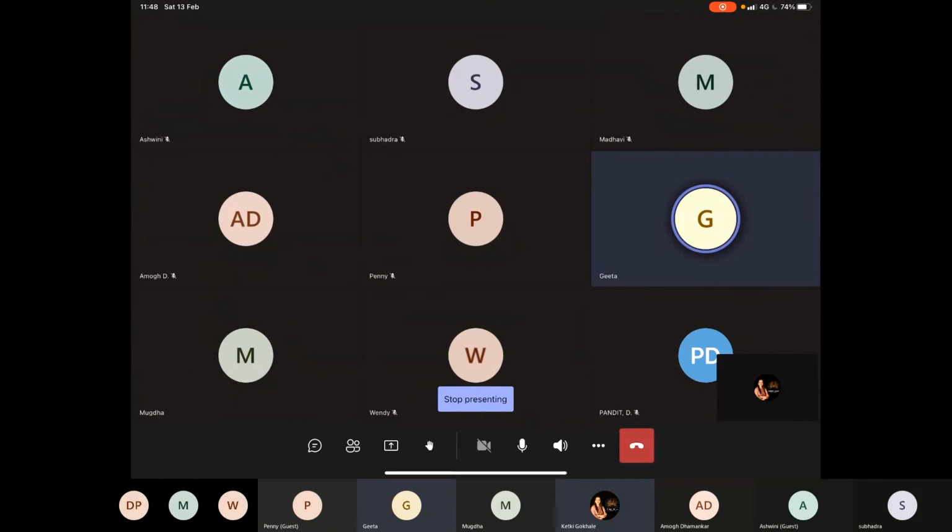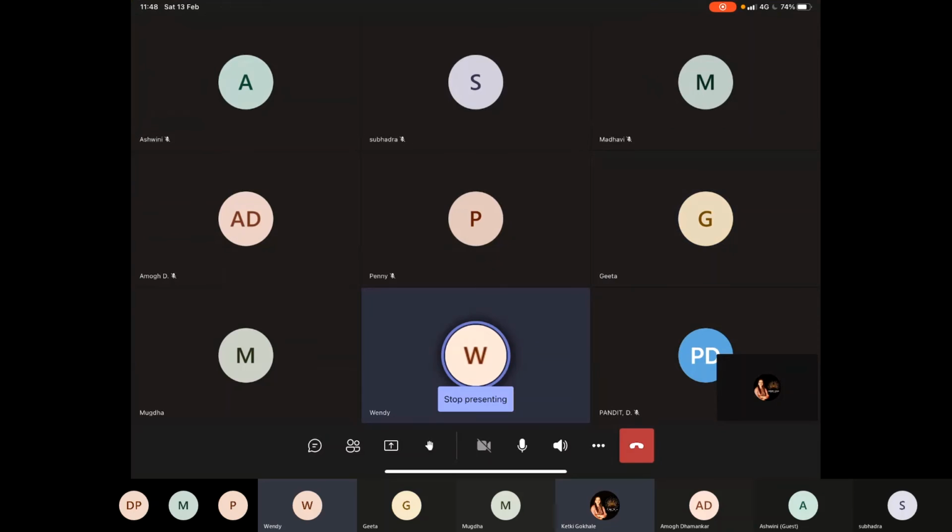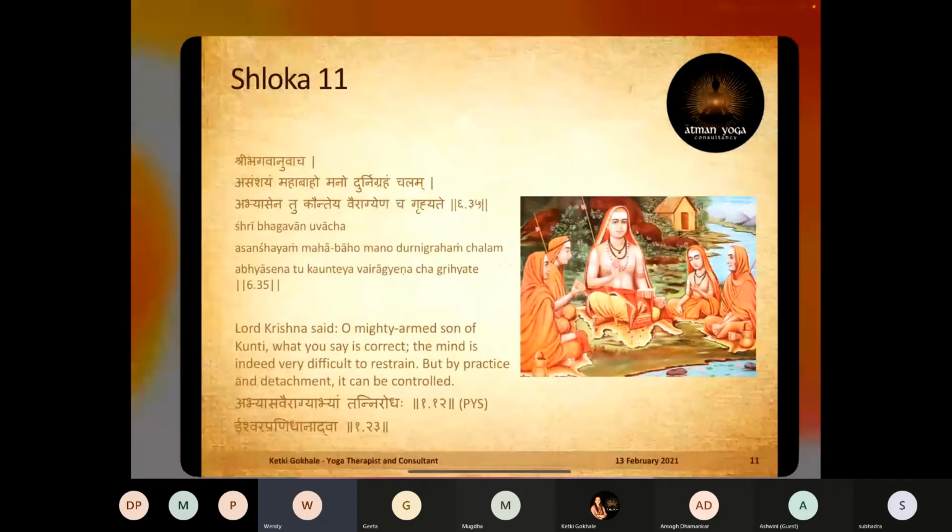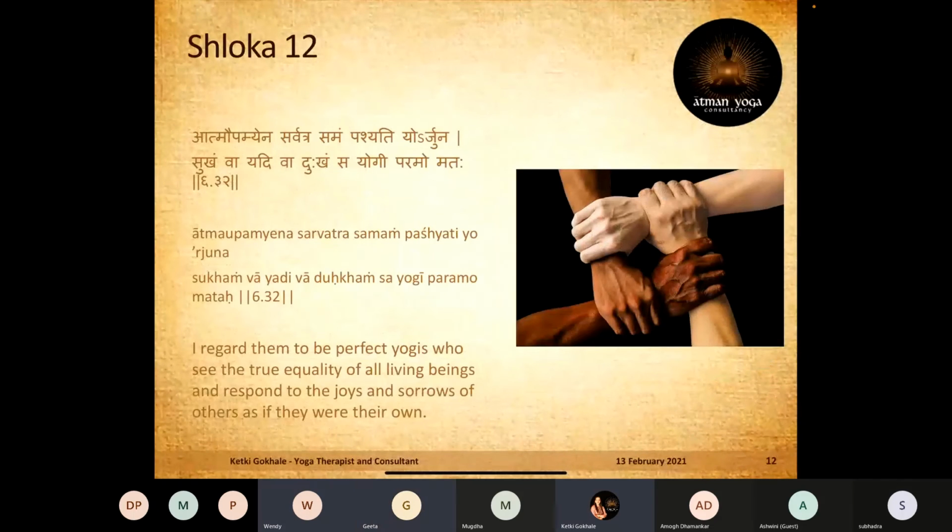All right. Anyone? I'll do number 12, Ketki. Yeah. Yes, please.